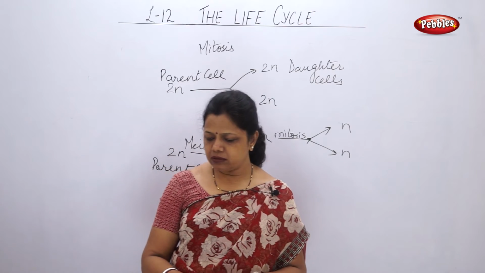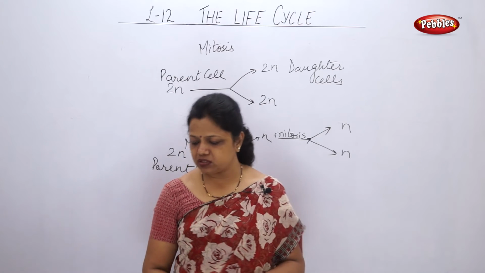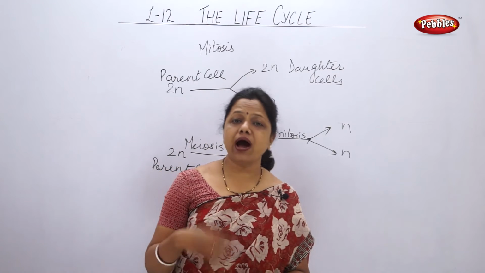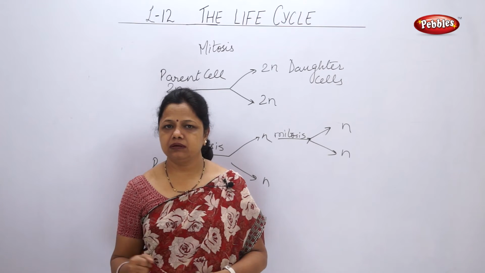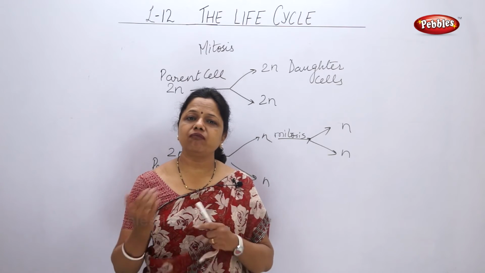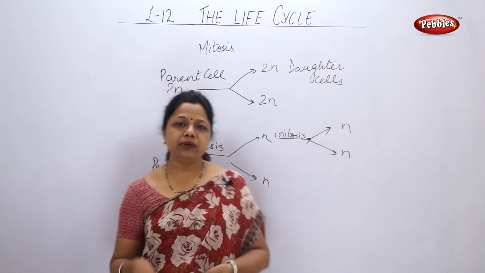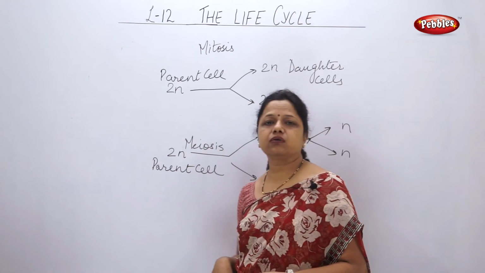The next question: why are the processes of meiosis and fertilization necessary in sexual reproduction? That means, why are these two processes important in sexual reproduction? In sexual reproduction, as we know, it involves the fusion of male and female gametes. But for the female gamete and male gamete to convert from 2n to n, the meiosis process is required.